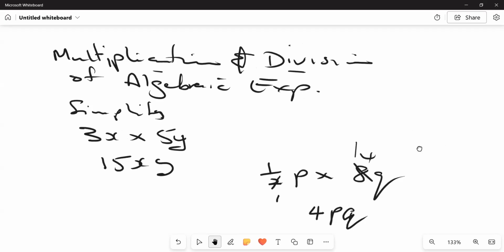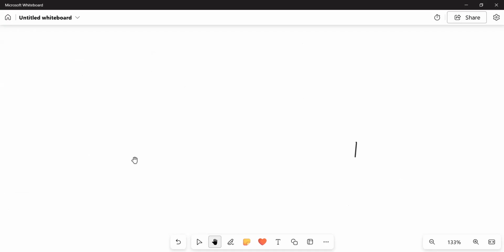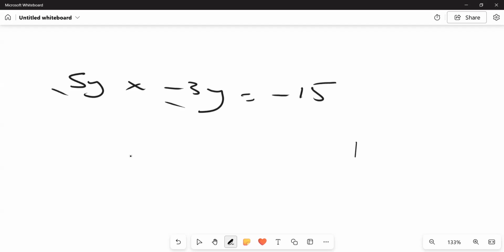And my friend, don't forget about negative and positive. If you have 5y multiplied by negative 3y, a positive by a negative gives you a negative, so that's minus 15. Y by y you get y squared. The rules from arithmetic do apply.